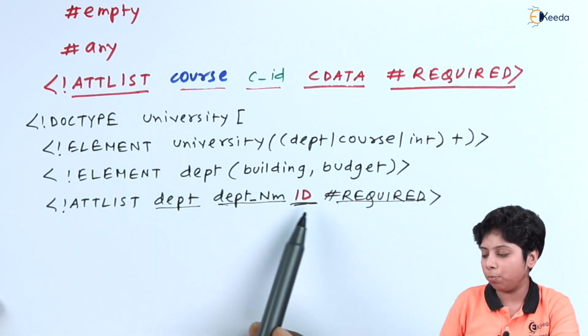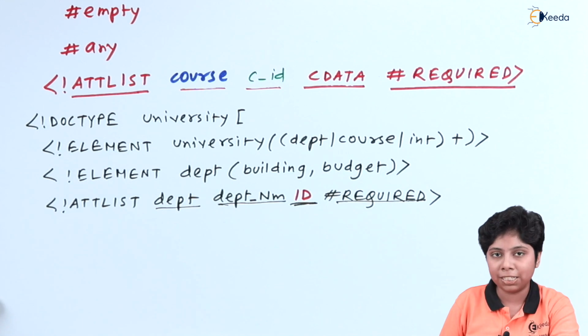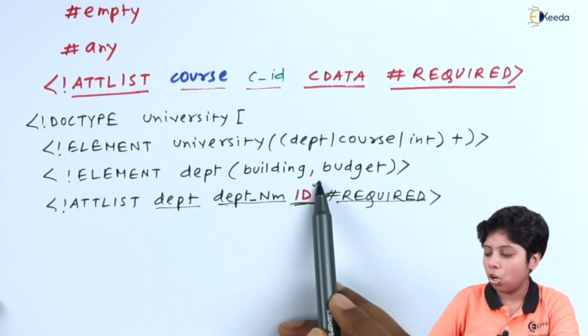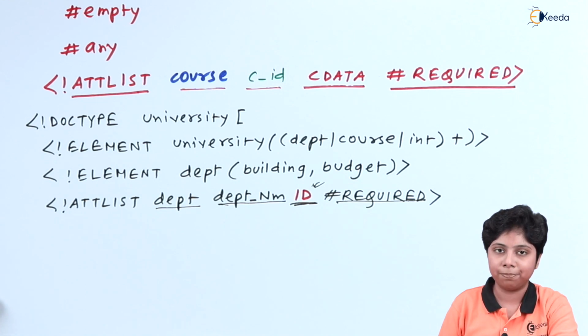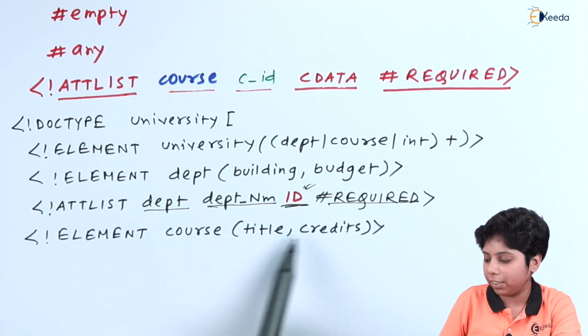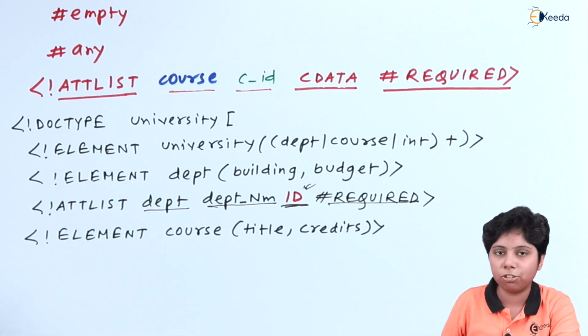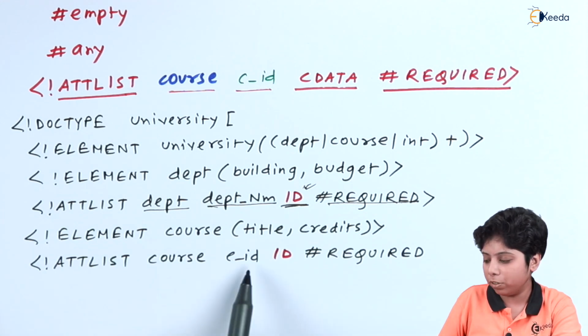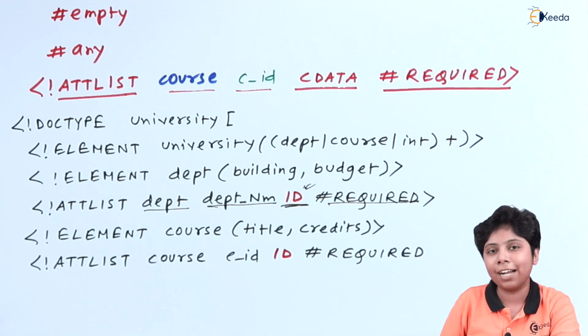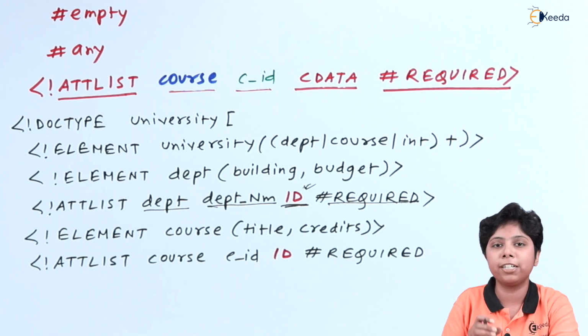That means we have to provide some values in a department name on the department relation whose value will be different from each tuple to another. Now in the course, I will also define the title and credits as normal attributes, and the course ID as an ID that is required.